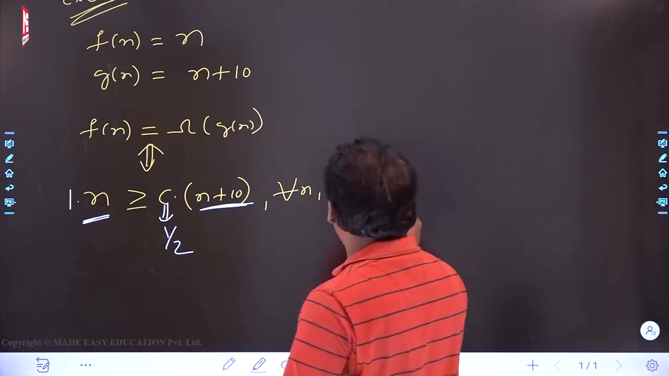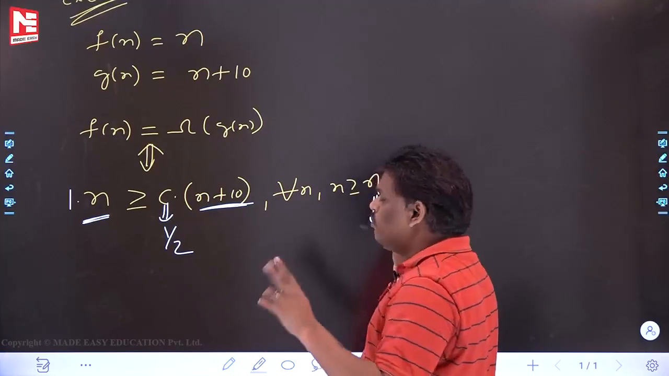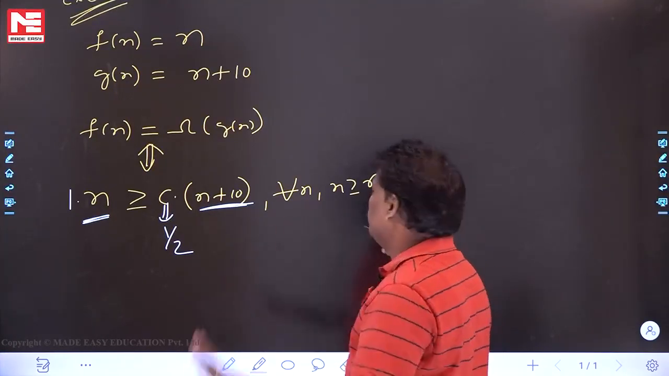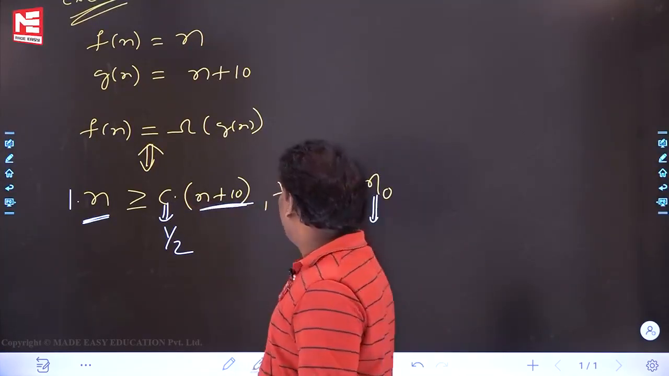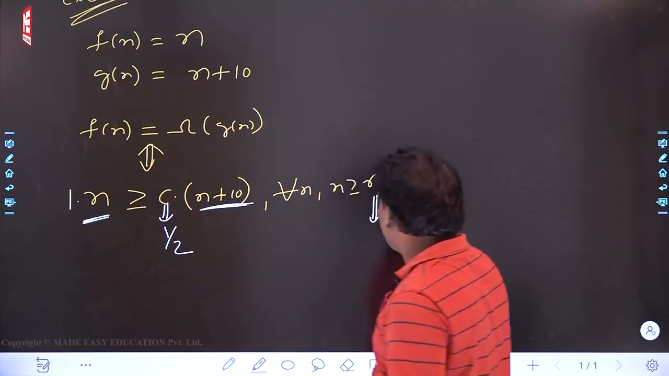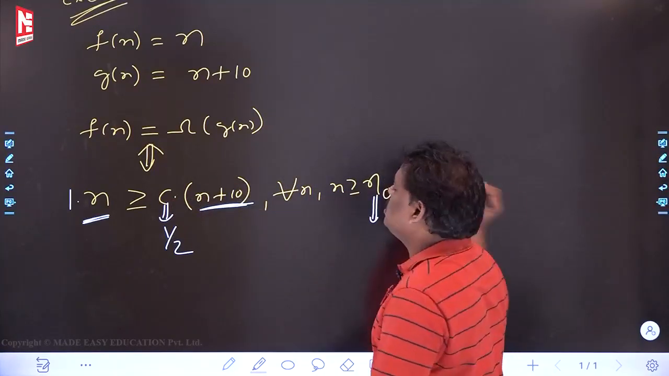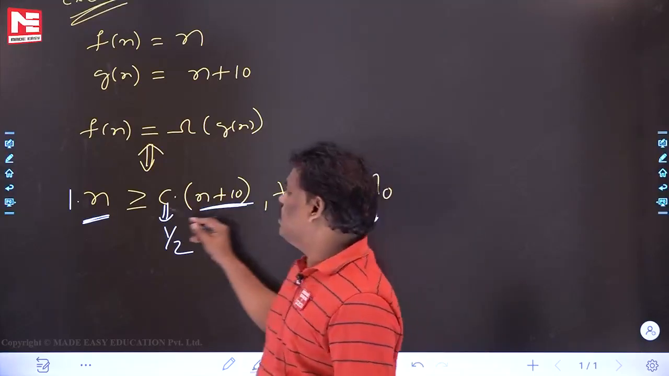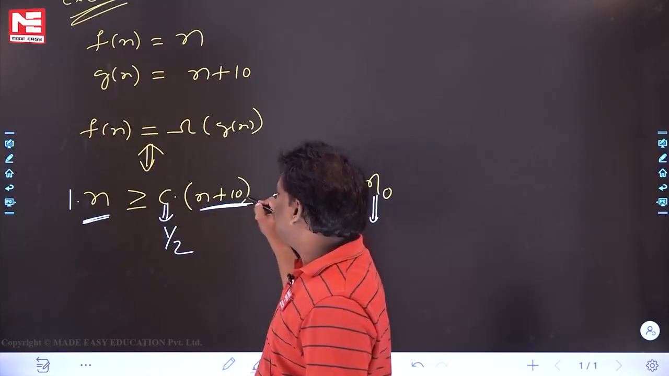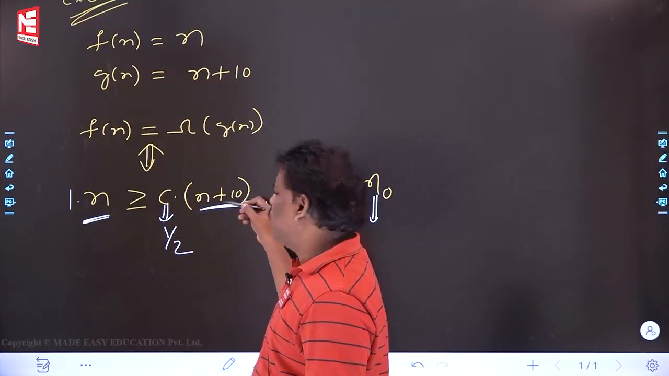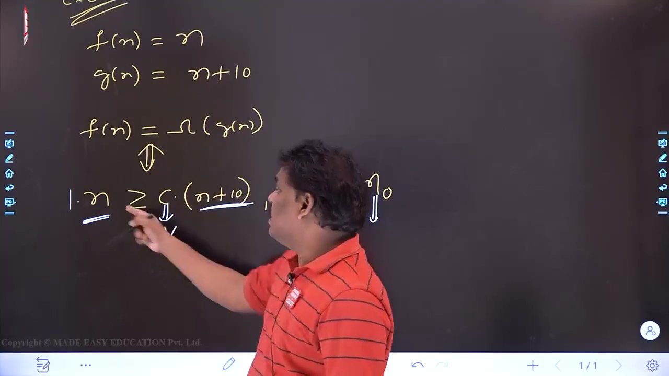One more thing I want to ask. What is the N0? Let's check from 1 onwards. N0 is the starting n value from where this relation holds good. Let's check here. N value 1. This is 1, but this one is 1 plus 10, 11 by 2, something like 5.5. So fail, because I want left to be bigger.